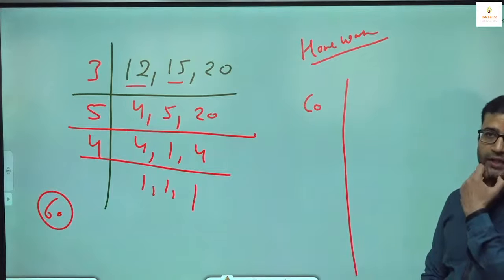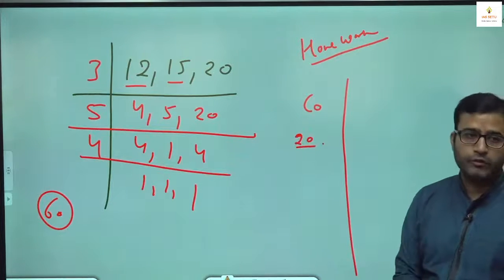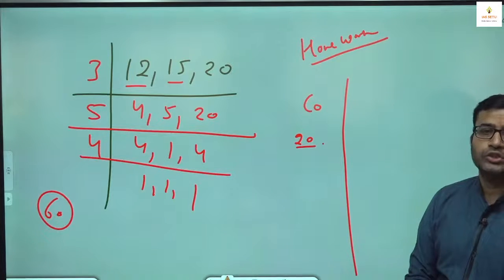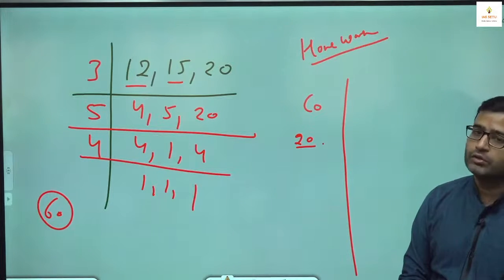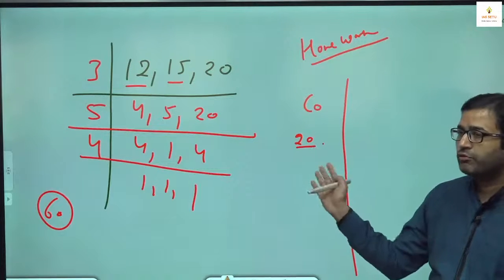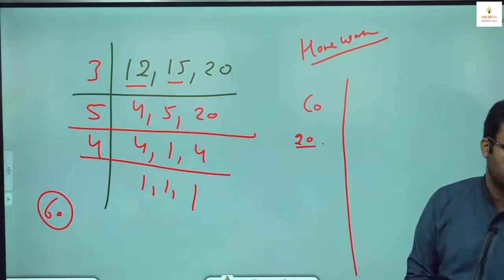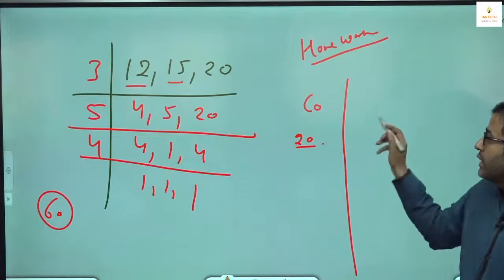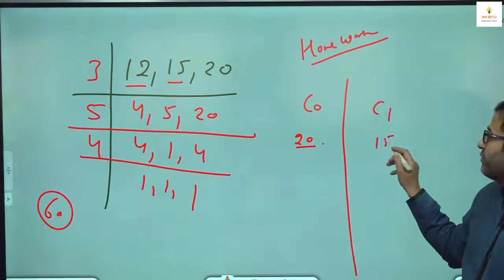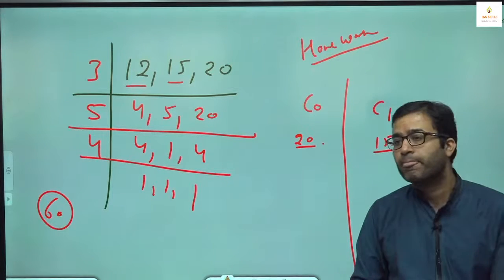Category 0 students, you have to practice more than 20 questions for this LCM. You will find questions in NCERT or on Google: LCM of 2 numbers, LCM of 3 numbers. So that you will be comfortable finding LCM of 2 or 3 numbers. Category 1 students, you can practice around 15 questions. So all of you practice 15 plus questions.